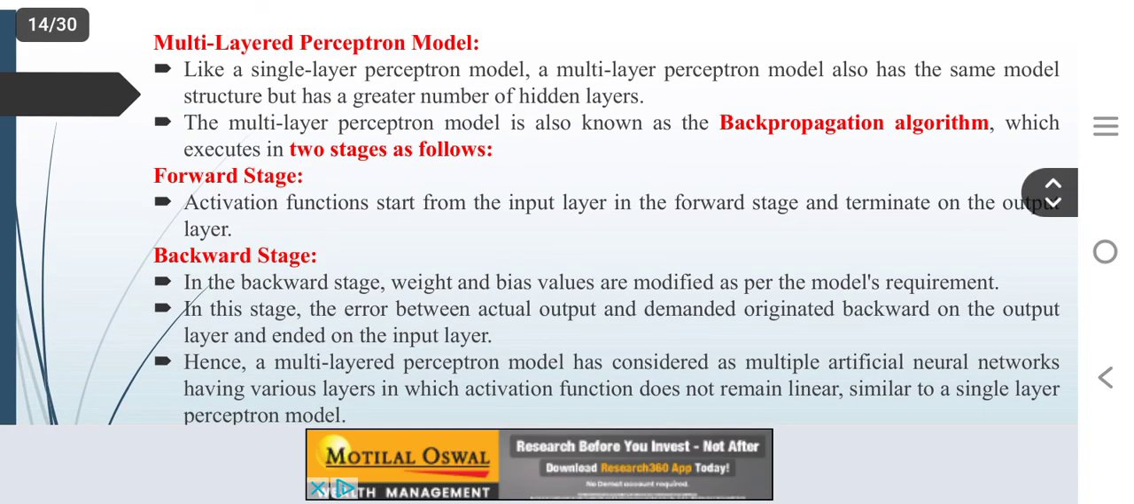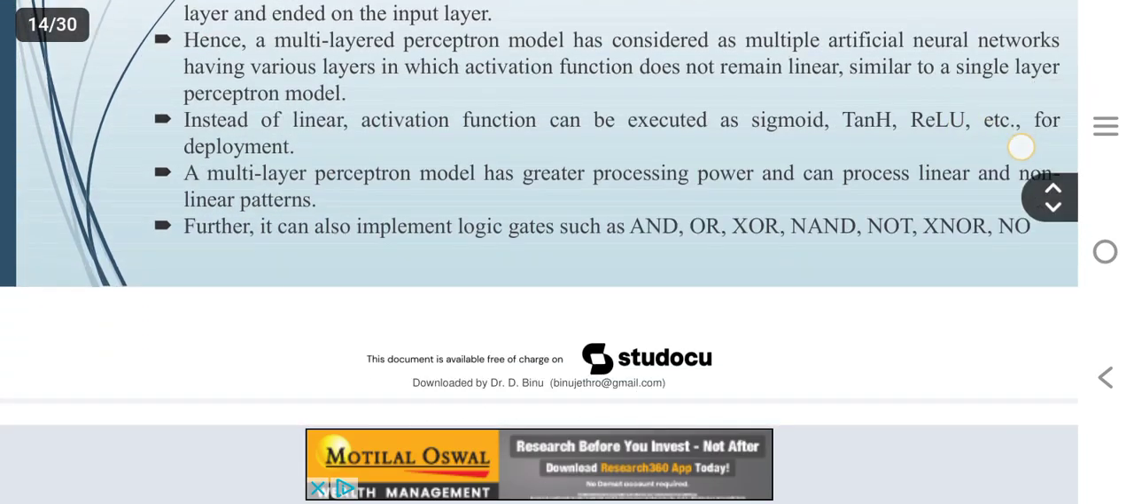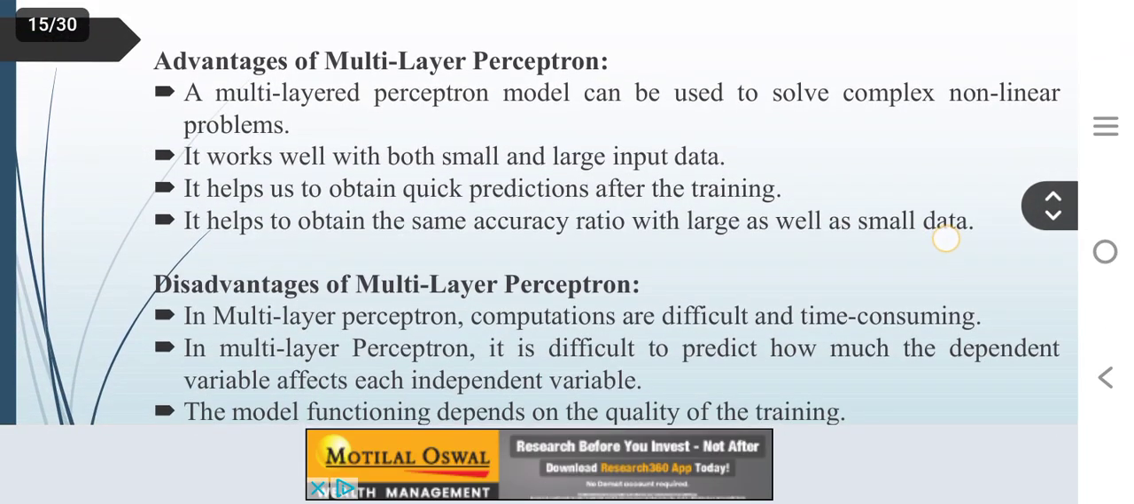The first stage is called the forward stage. In this stage, activation functions start from the input layer in the forward stage and terminate on the output layer. In the backward stage, the weight and bias values are modified as per the model's requirement. In this stage, the error between the actual output and the demanded output originates backward on the output layer and ends in the input layer.